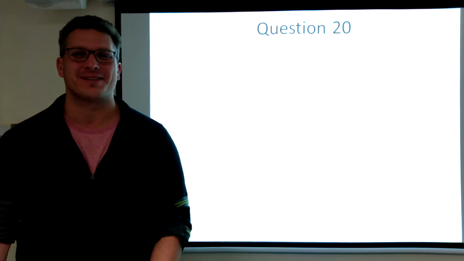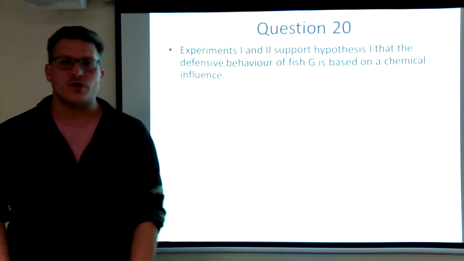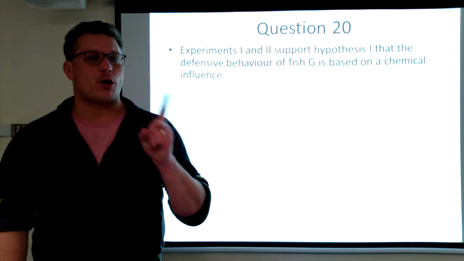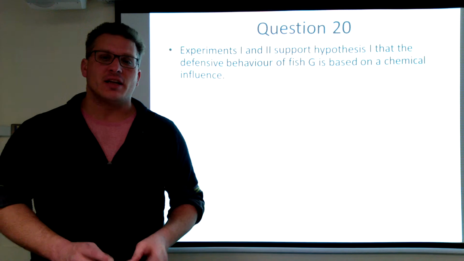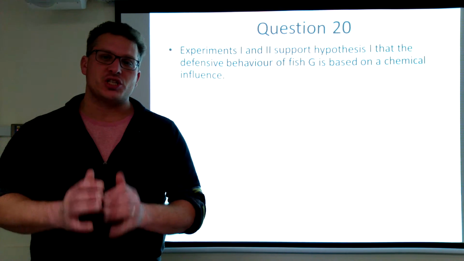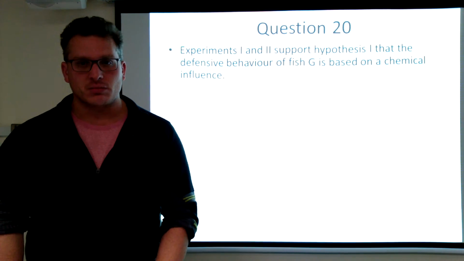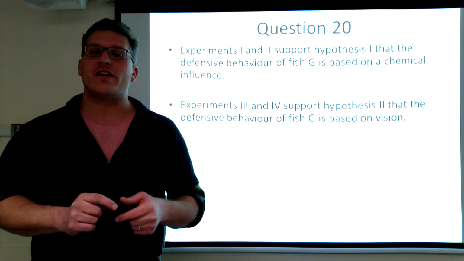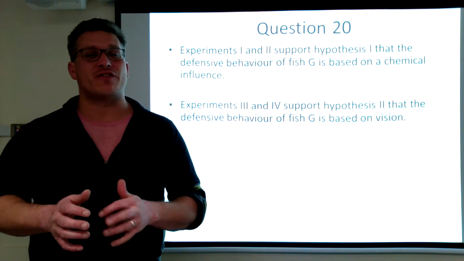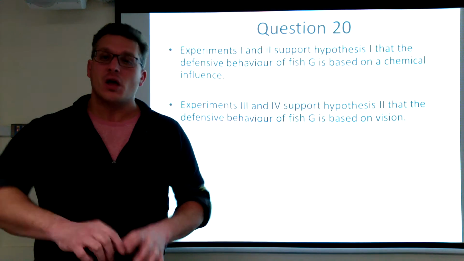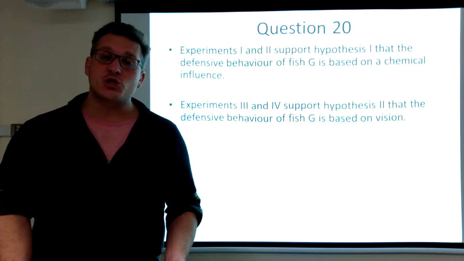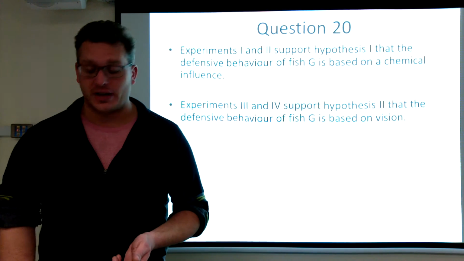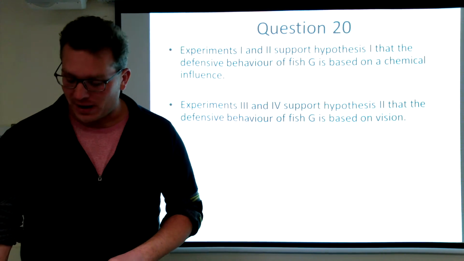Okay, so first of all, what you had to say is that experiments 1 and 2 support hypothesis 1, which is that the defensive strategy of the fish is based on a chemical influence. Experiments 3 and 4 provide evidence to say that the defensive strategy of the fish is based on vision. As I said before, the overwhelming majority of you said these 2 points. That's why you got 2 out of 3. But where was the third mark?